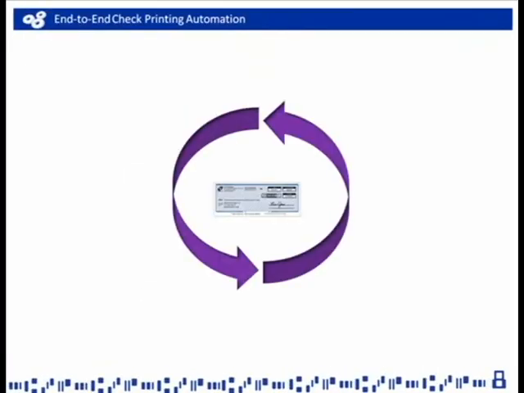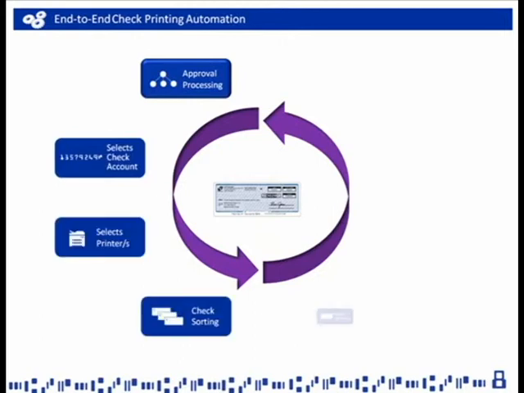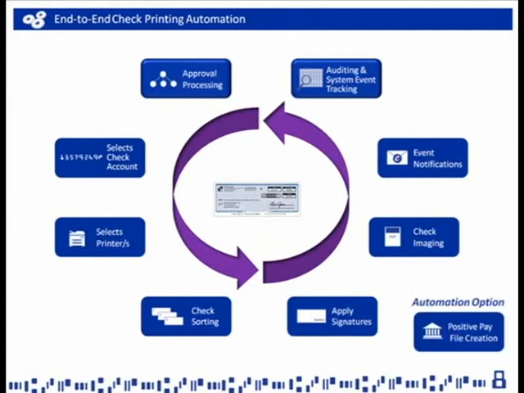In addition to providing an exceptional level of security, the functionality within SecureCheck is designed for savings and efficient check production. SecureCheck is designed to provide end-to-end automation. That means automating the approval process, selecting the correct overlay, selecting the correct printer, sorting checks, applying signatures, check imaging, event notifications, auditing. With optional positive pay automation, automation can also include the creation and transmission of positive pay files to your bank as part of your check issuance process.